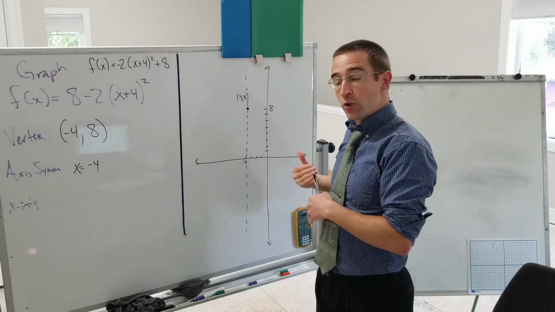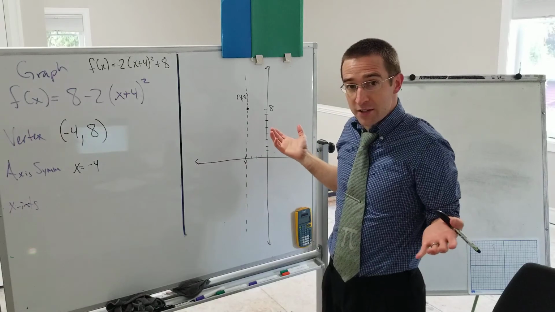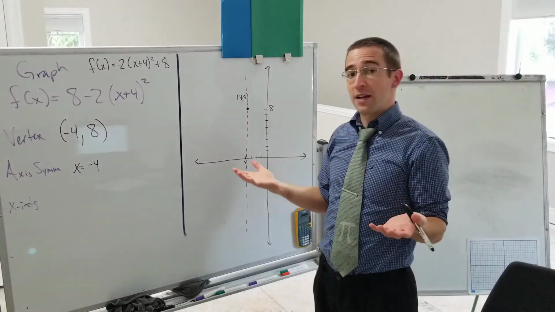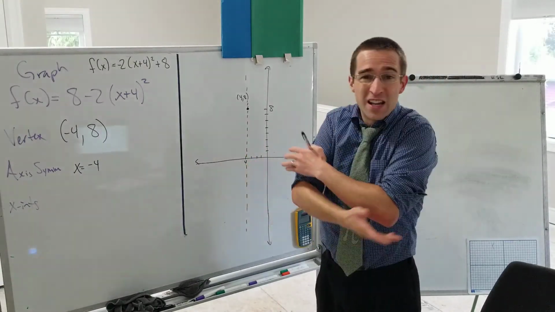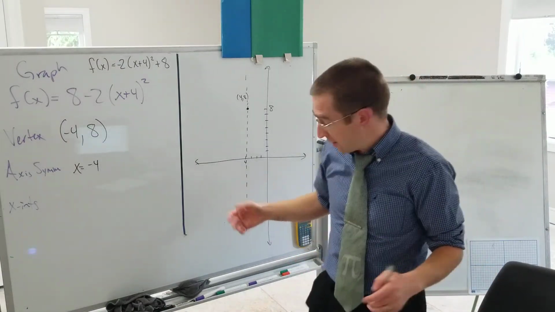So let's go ahead and finish graphing this, then we'll see if we can find the x-intercepts cheaply. Cheap as in, hey, maybe they show up on the graph. We don't have to do any algebra for it. It's always worth a shot.